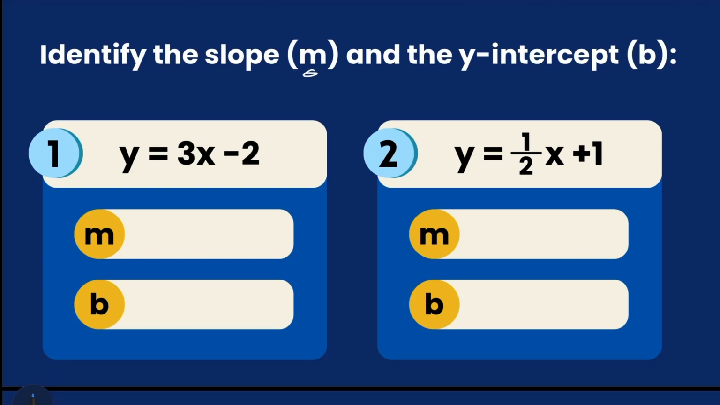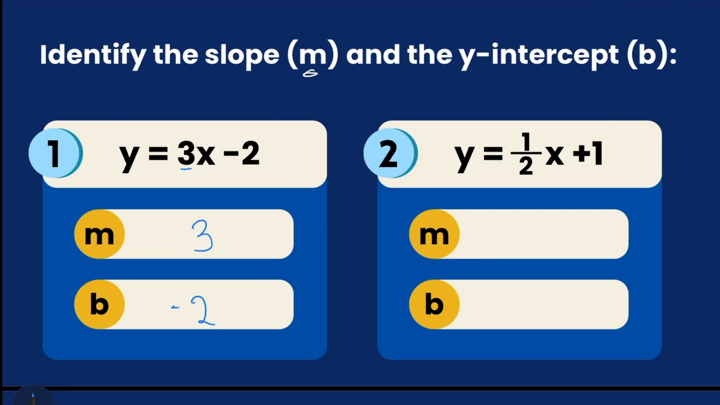In this case, y equals 3x minus 2. Our m will simply be 3 because that's whatever is next to x. And our b is our y-intercept, so that would be negative 2. And that's it. That's all you need to get from this equation. Now try number 2 on your own. And when you're ready, unpause the video and let's work on it together.